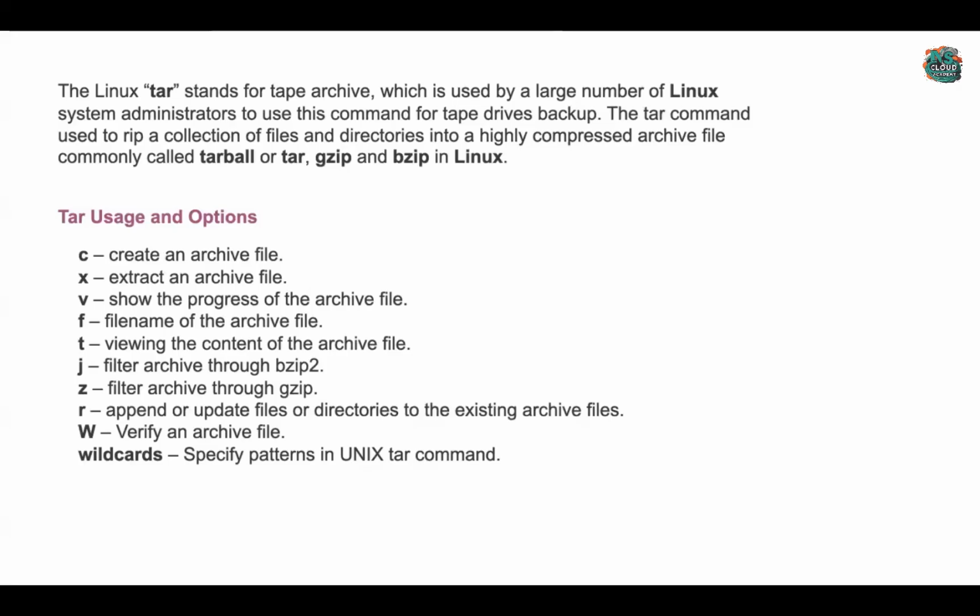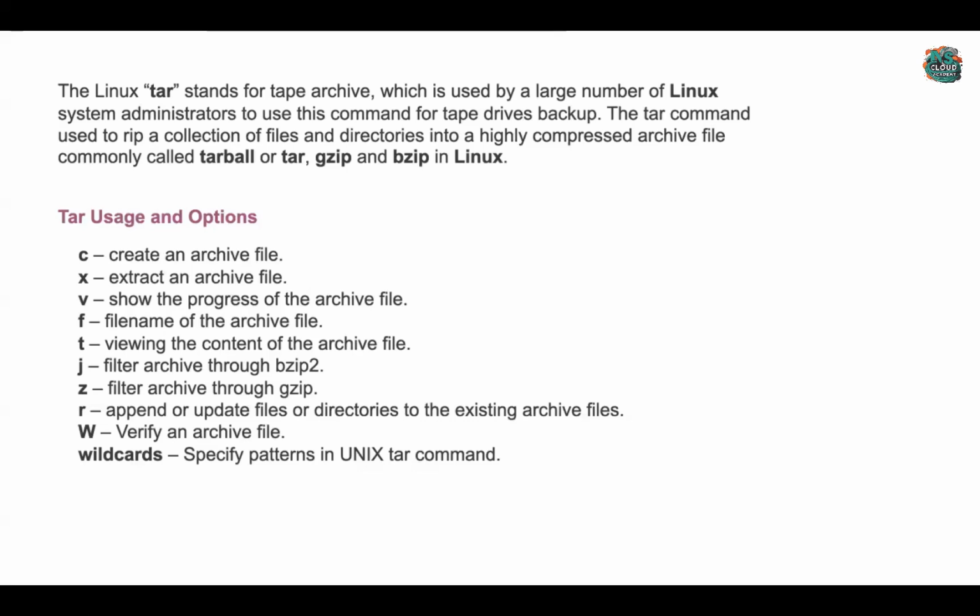And j filters the archive through bzip2. So there are some compression levels, like bzip2. When you have to create a bzip, you have to use j. z is for gzip. And r is to append a file or directory to an existing archive file. w is to verify an archive file, meaning it will give you an error if there is any, such as a corrupted file. Wildcard specifies a pattern in Unix tar commands.